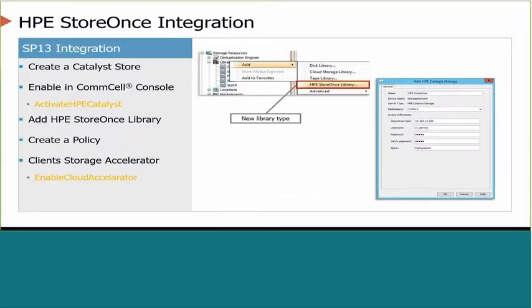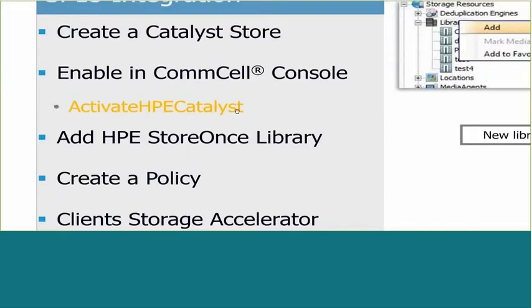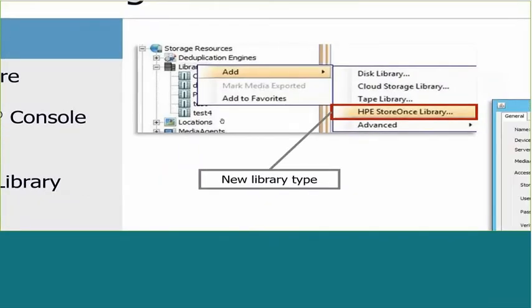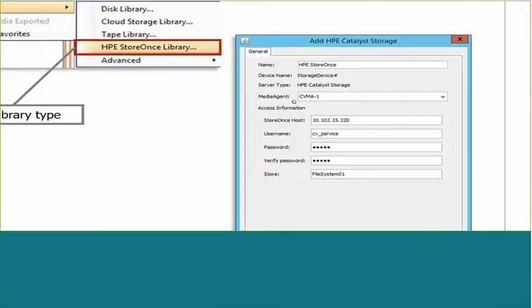And the way this works is really cool. It's been developed between Commvault and HP and put together really nicely in that from an administrative side of things, it is very, very simple to integrate. So with Service Pack 13, the way this is getting introduced is you do need to add an additional setting on the CommServe, so activate HPE Catalyst. What that does is it gives you the ability to add in the HPE StoreOnce as a library, and then you'll be able to provide the configuration information.